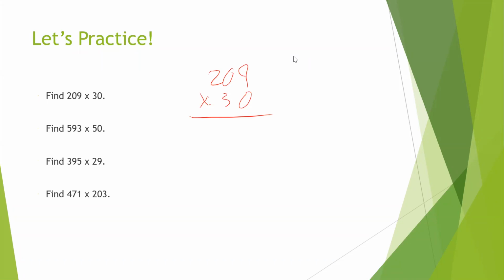So I'll just do 0 here, and then 3 times 9 is 27, so 7. 3 times 0 is 0. You just put 2 here because you have to add 2. And 3 times 2 is 6. So the answer is 6,270 for the first problem.